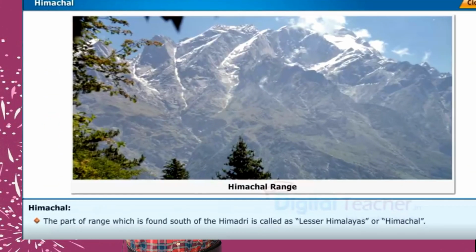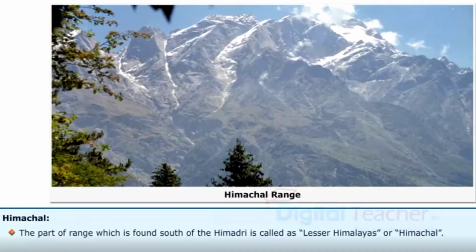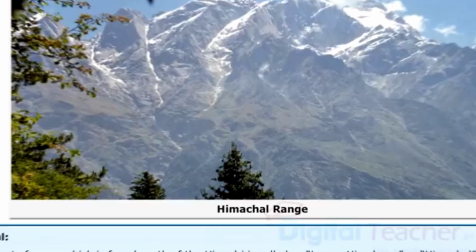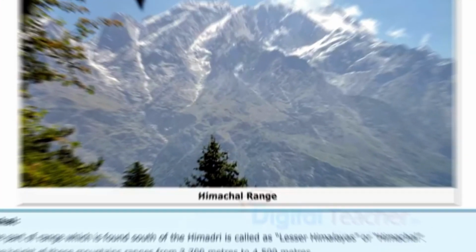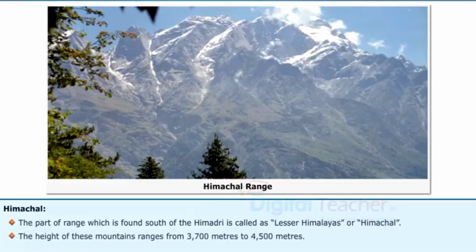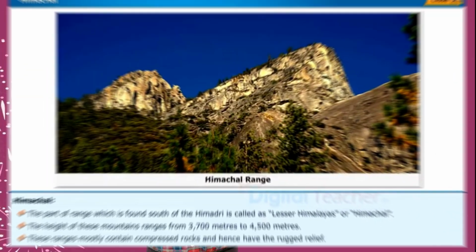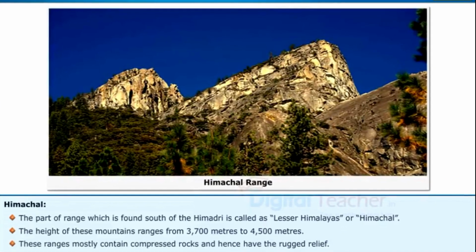And the second one, the Lesser Himalayas. The southern ranges of the Greater Himalayas are called the Lesser Himalayas. The average height of the Lesser Himalayas is 3,700 meters to 4,500 meters, which has rugged relief. The Lesser Himalayas are composed of highly compressed rocks.